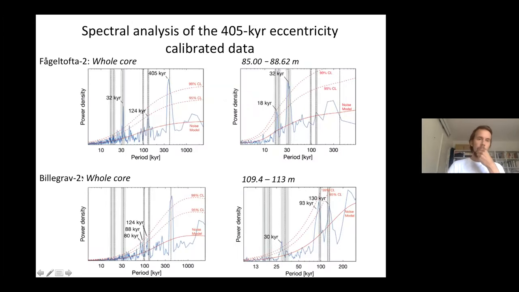And also for the Borggård 2 core, we find some peaks around 100,000 years, which correspond to the 100,000-year eccentricity cycle. But again, if we zoom in on this specific interval, we find a cycle with a period of 30,000 years, along with two peaks from the short eccentricity cycle.